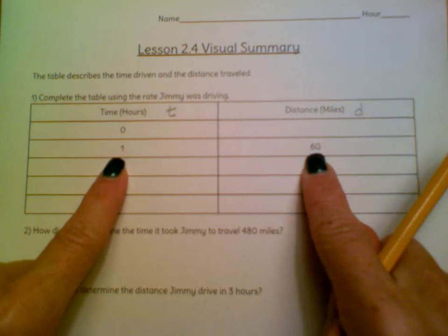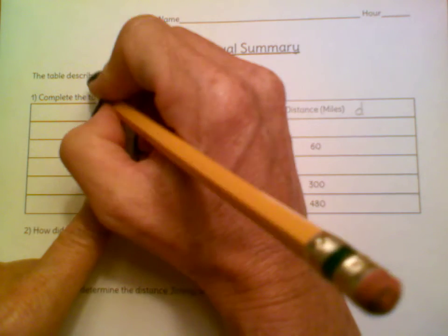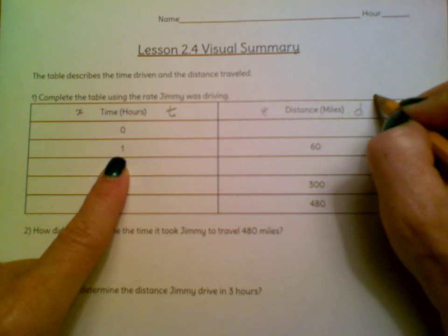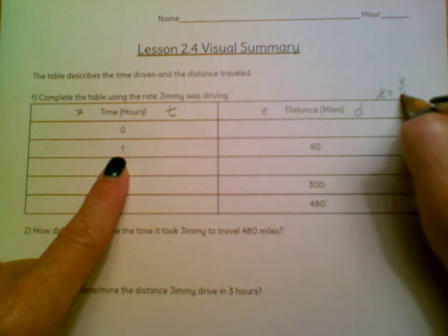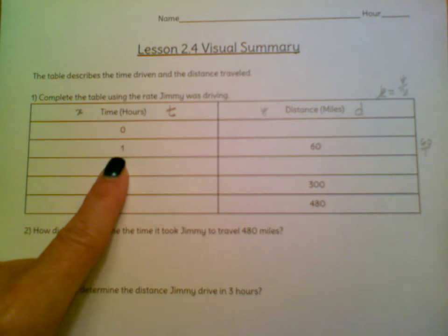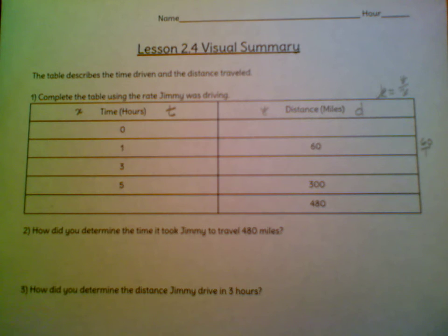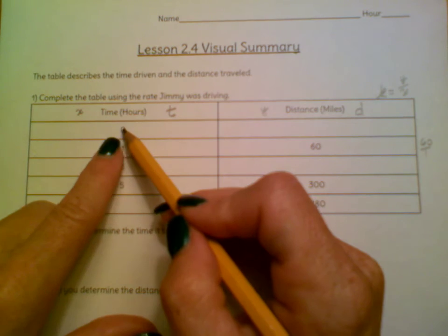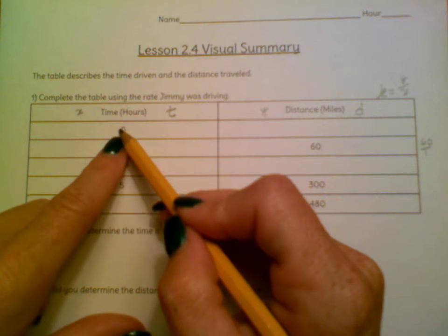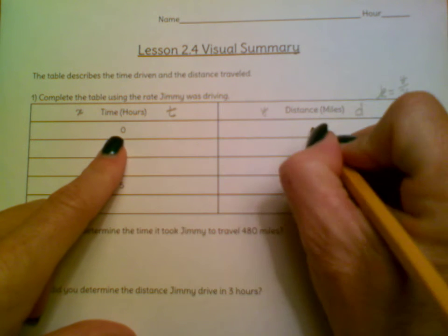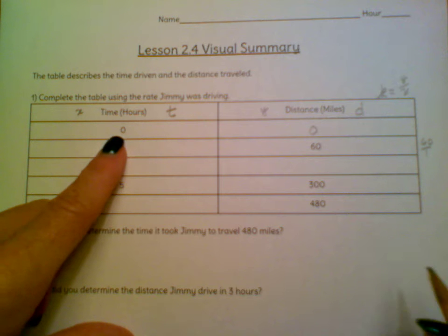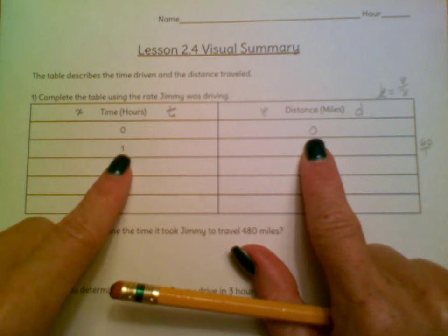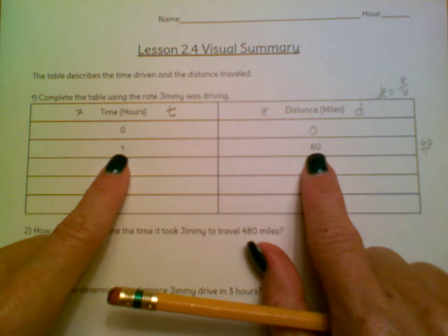And remember, I'm going to write my constant always as, this is my X column in my table. This is the Y column. Constant, K, is always Y over X. So I'm writing 60 over 1 is my constant here. So let's try to figure out first, well, if I have driven 0 time, then my distance is going to be 0. So I know that this graph, if I'm going to look at it, would look like it starts at the origin. Then after 1 hour, I drove 60 miles.